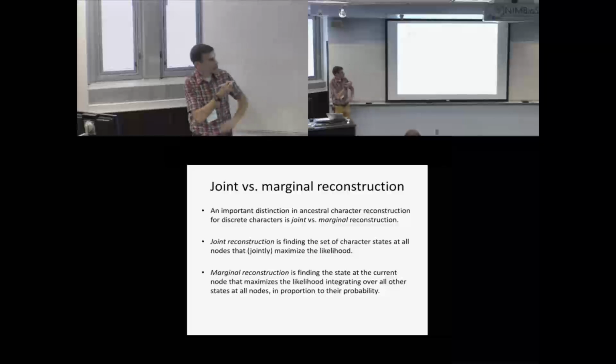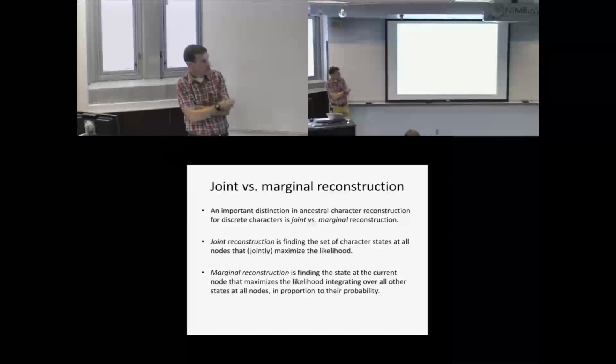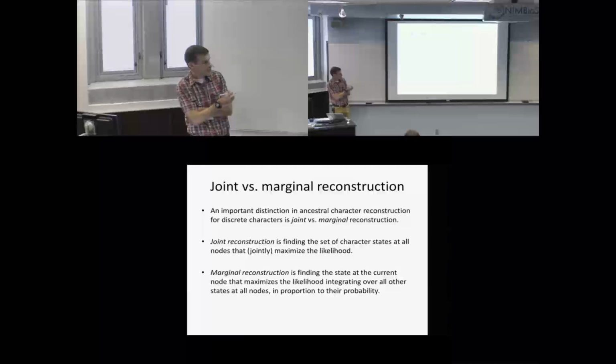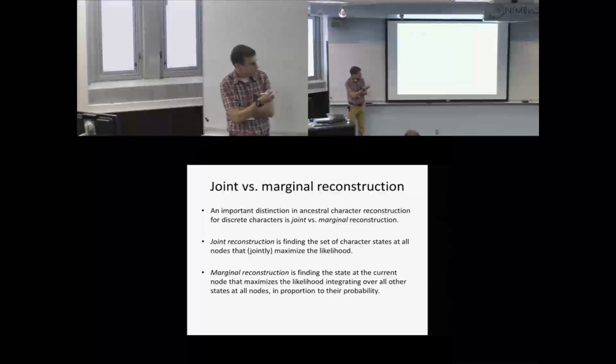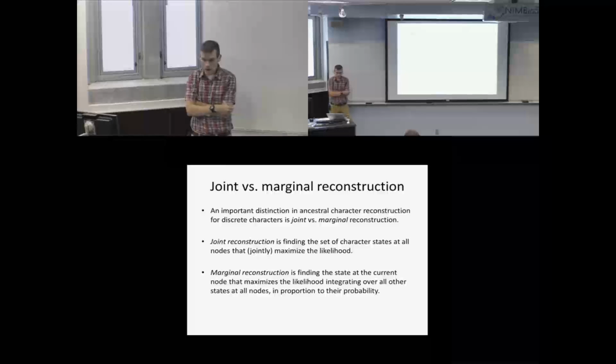Yeah, so the distinction here is between joint and marginal reconstruction. And so joint reconstruction is fairly straightforward. It's just finding the set of character states. Marginal reconstruction is finding the state at the current node, so going node by node through the phylogeny, and finding the state that maximizes the likelihood, integrating over all the other possible states at all the other nodes in proportion to their probability. And the main reason this distinction is important is that there's no guarantee that they're going to be the same, essentially.